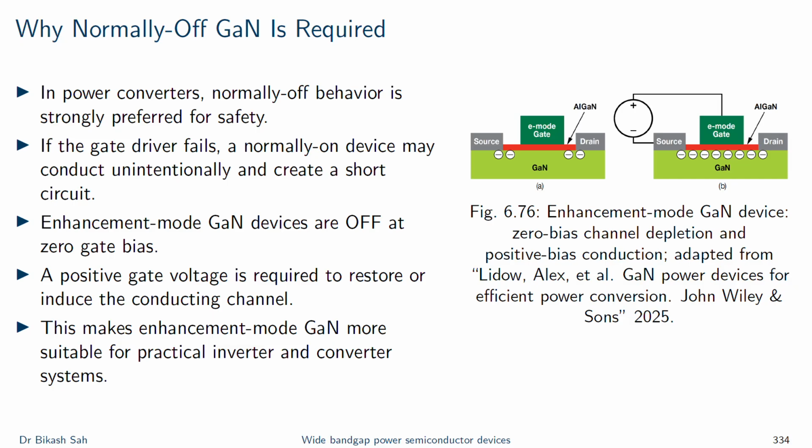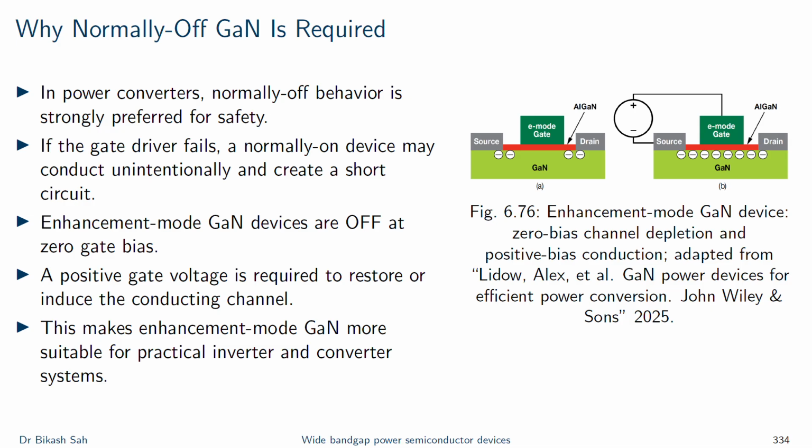Now, why is normally off GaN required? In a power converter, the safest state is off. During startup, shutdown, controller reset, or gate driver fault or auxiliary power supply failure, the switch must not conduct unintentionally. A normally on GaN device violates this expectation unless there is additional circuitry being used to determine if there was a fault or something around it.